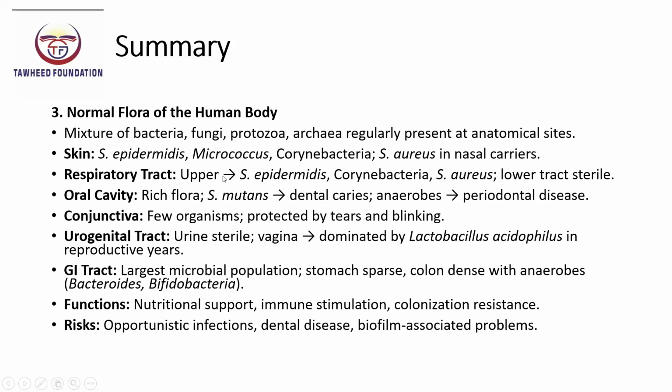Oral cavity, rich flora: Streptococcus mutans, which causes dental caries, and anaerobes, periodontal disease. Conjunctiva, only few organisms; it is protected by tears and blinking. Urogenital tract, urine will be sterile. Vagina is dominated by Lactobacillus acidophilus in reproductive years. GI tract, largest microbial population. Stomach sparse, colon dense with anaerobes. Functions: nutritional support, immune stimulation, colonization resistance. Risks include opportunistic infection, dental diseases, and biofilm association problems.